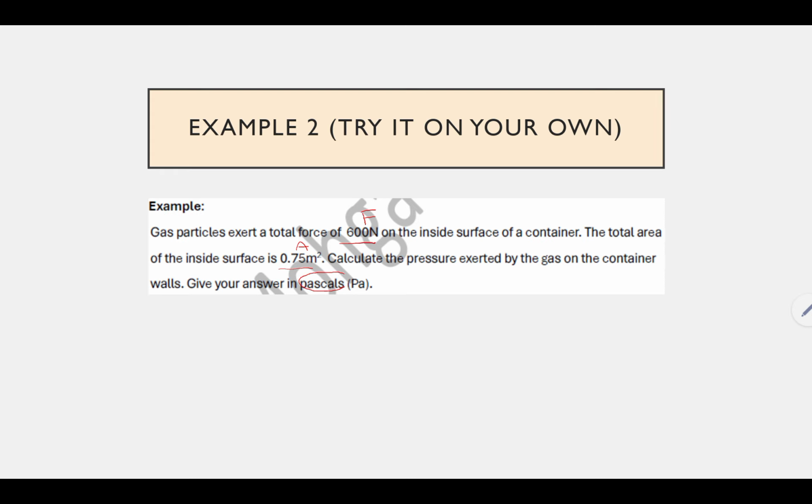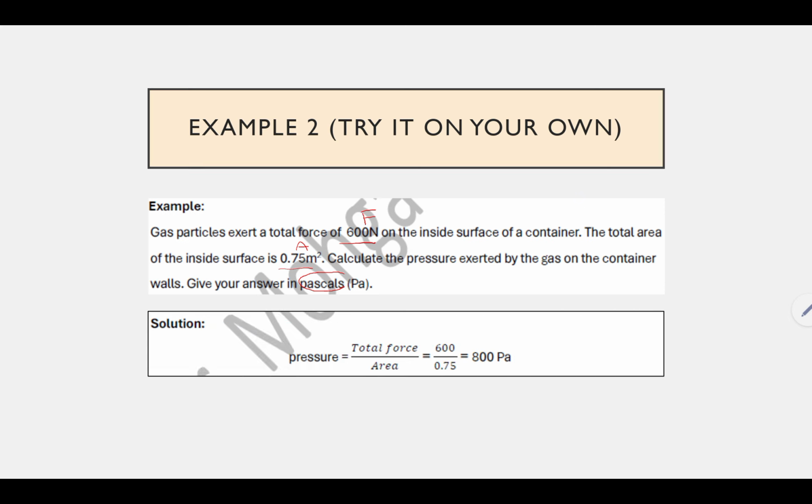All right, so pressure is force over area, 600 over 0.75, and Pascal is basically Newton per meter squared. So my units are correct. That means I can easily write Pascal without any further conversions.